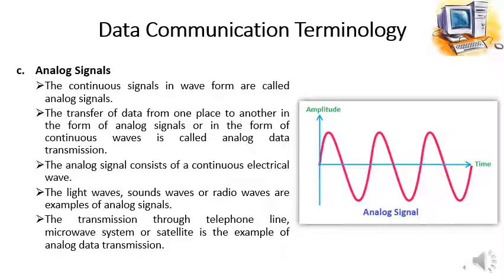The transmission through telephone line, microwave system or satellite is the example of analog data transmission. So telephone lines and satellite communication use analog signals because they can cover a very large distance and travel a large distance. So normally for long distance communication we use analog signals. The figure of analog signal is shown here.